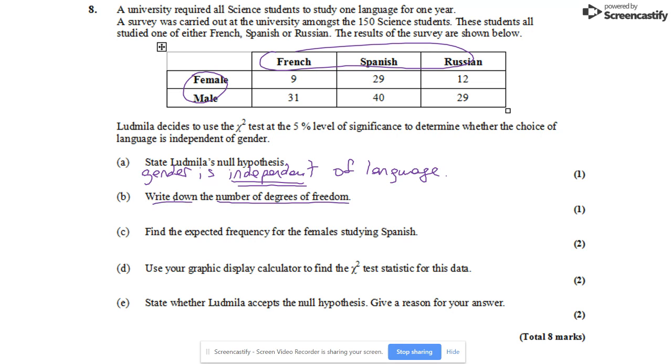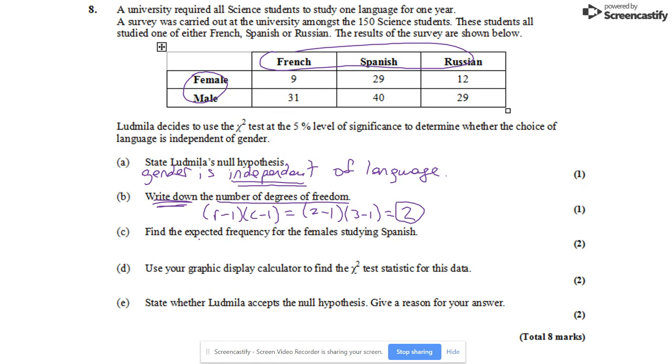Write down the number of degrees of freedom. That is a write down question. So if you were to run this chi-squared test right now, we would know that answer. Or we could use a little formula, take the number of rows minus 1 times the number of columns minus 1. And in this case, the number of rows is 2. Number of columns is 3. 2 minus 1 is 1. 3 minus 1 is 2. And times 2 is 2. So your calculator would tell you the same thing.